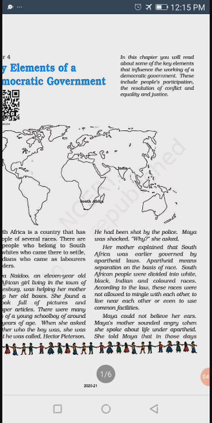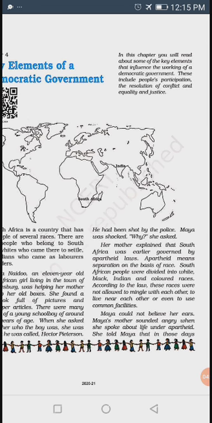So this Maya Naidu asked questions about Hector Peterson to her mother, and now her mother is telling her that in earlier days South Africa was governed by the apartheid laws.